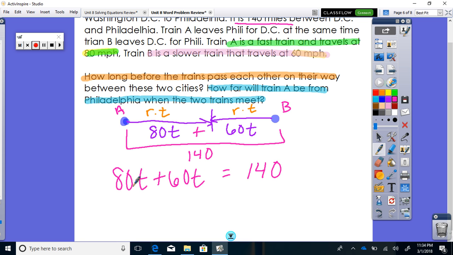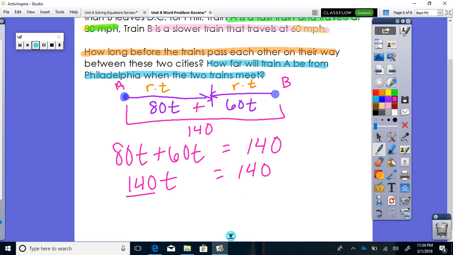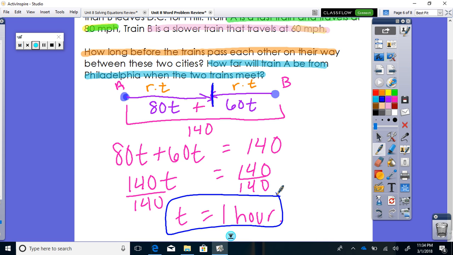So 80t plus 60t equals 140. Combine to get 140t equals 140. Then divide by 140, and t equals 1. They were driving miles per hour, so it's 1 hour as well. So the trains will meet or cross each other on the tracks right here in 1 hour. That checks off the first question, how long before the trains pass each other?